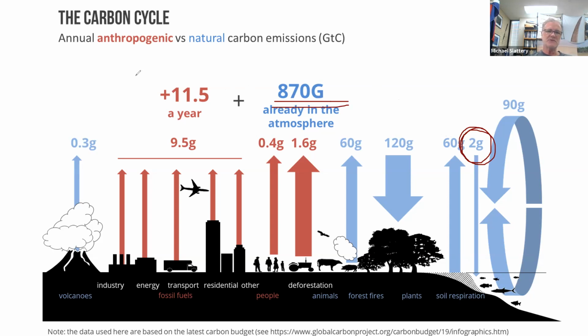This is where things get interesting, okay? The red. We are adding 11.5 billion tons of carbon every year through human activities. That's the bottom line. 11.5 billion tons of carbon is being added. Most of that is being added through the combustion of fossil fuels. So that 9.5 are things like energy, residential emissions, and so on, right? So that's the human emissions through the combustion of fossil fuels, right?